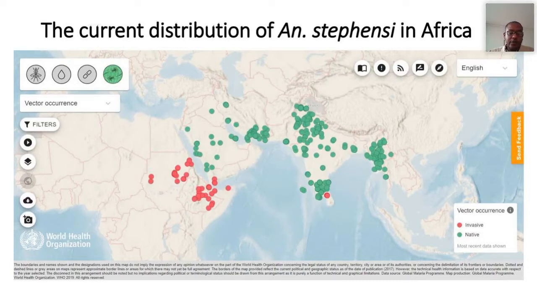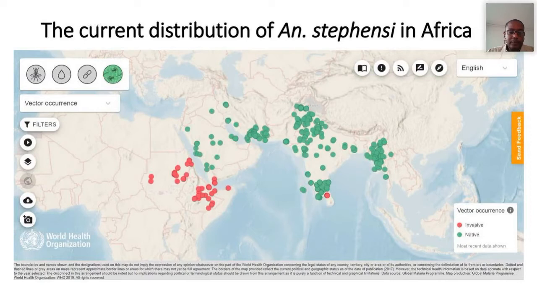However, if we pay attention to those red dots, particularly the one in the western part of Sudan, to the far left of the screen, it shows that Anopheles stephensi is now rapidly spreading into Africa, and it is almost at the Sudanese border with Chad, Libya, and Central Africa. This will make the challenge and the issue of Anopheles stephensi go beyond the Horn of Africa, and it might progress and spread into Central and West Africa.